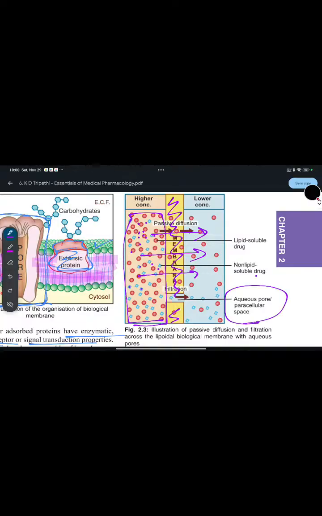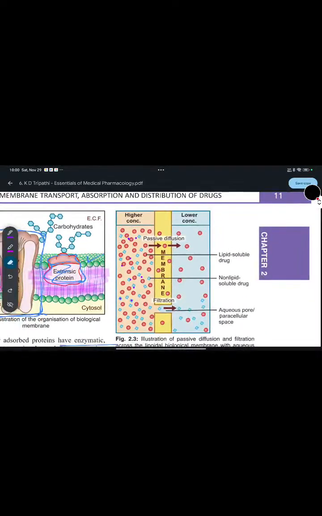They are called non-lipid soluble drugs. So when non-lipid soluble drugs are there in high concentration, they will not transport across the lipid soluble membrane. If you see properly, all the square shaped drugs are not transporting from high concentration to low concentration across this membrane, the lipid soluble membrane. All the red dots, the lipid soluble drugs, are passing through this membrane. Why? Because they are lipid soluble and the membrane is also made up of lipid.